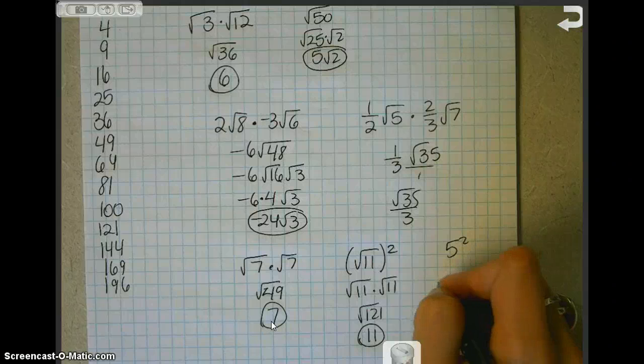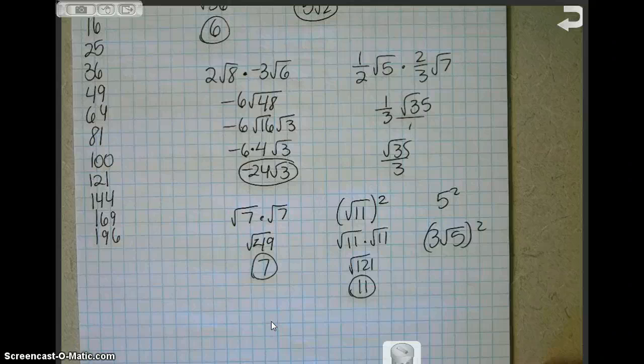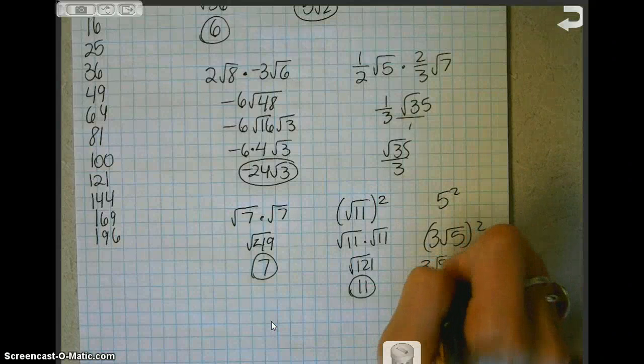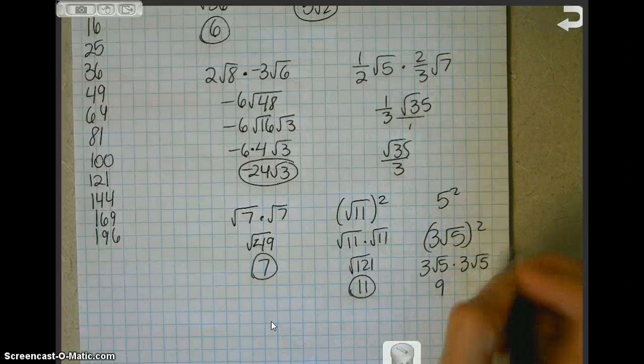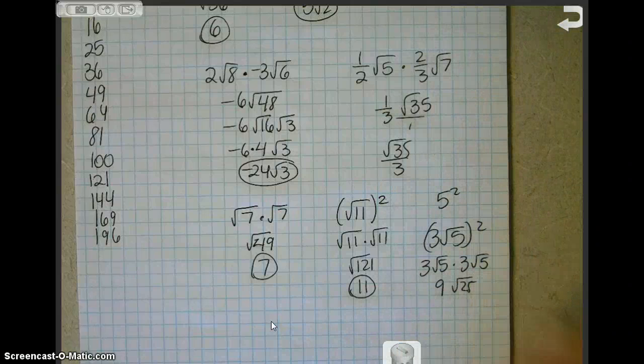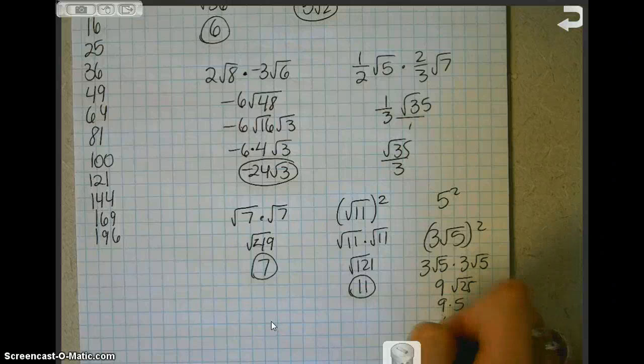An example would be like 3 square root of 5, squared. Well, that means take 3 square root of 5 times 3 square root of 5 again. Multiply the number factors, you get 9. Multiply the radical factors, you get the square root of 25. And remember, they're multiplied. 9 times the square root of 25 would be 9 times 5, which is 45.